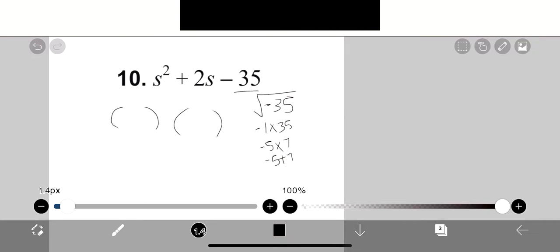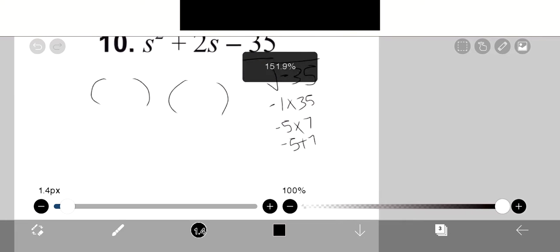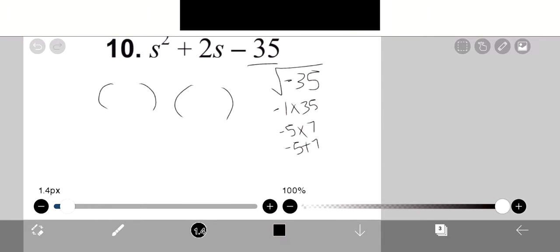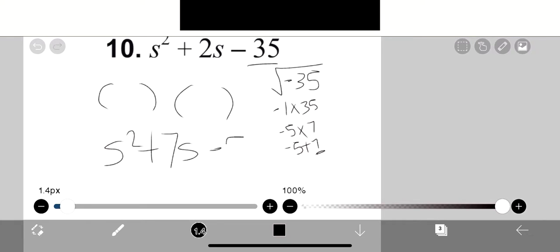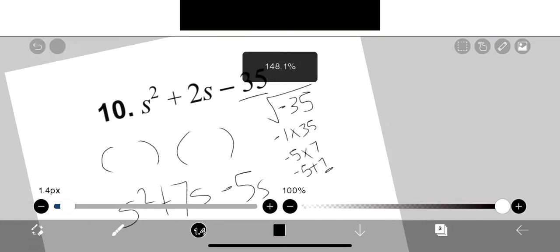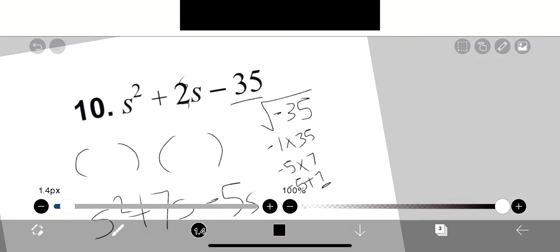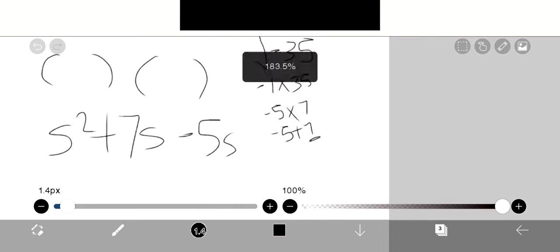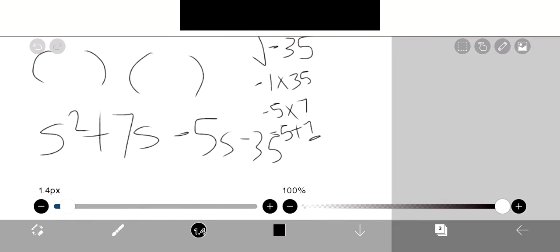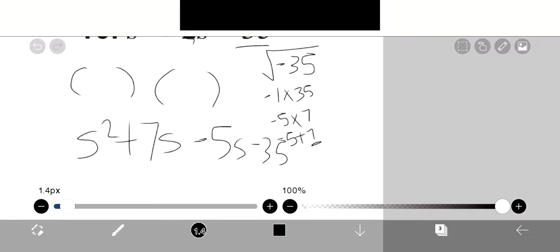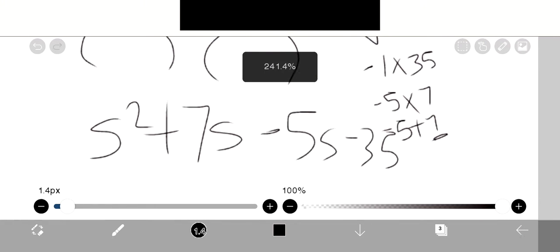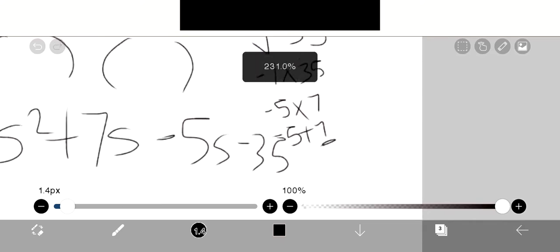So that works. Now that that works, you have to turn your quadratic into s squared plus 7s, which is from here, plus, no, negative 5s, which is from here, and you have to take this out. So you have to turn the 2 into the multiples you have, and then negative 35, which you just drop down. Now, if you look at this, there's two sides. There's s squared plus 7s and negative 5s minus 35.